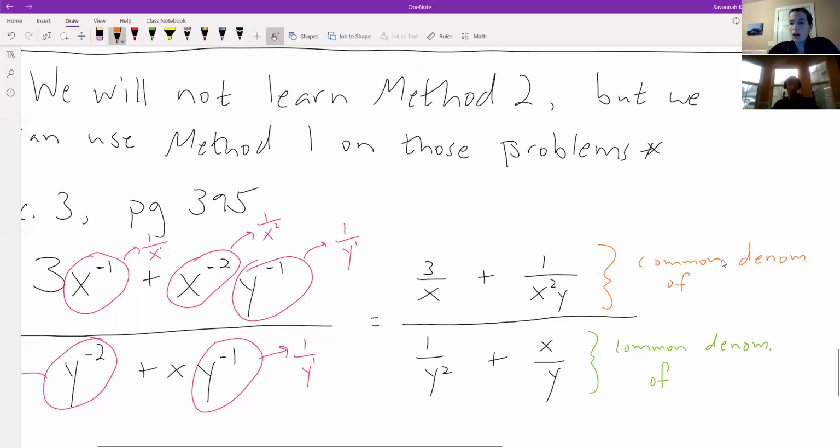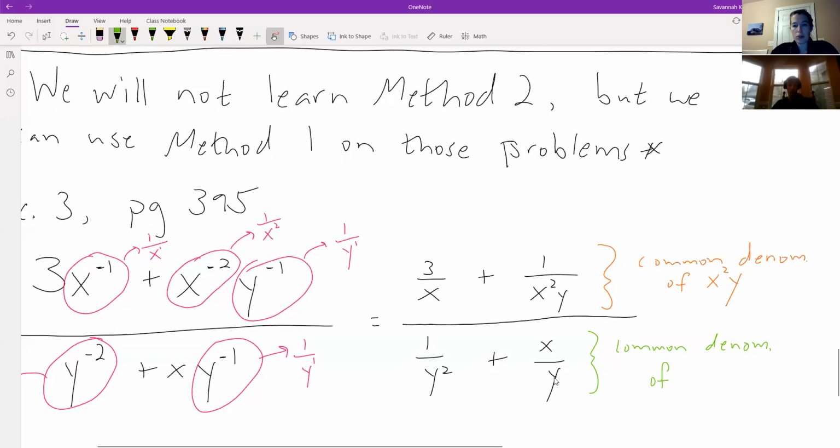Okay, so our common denominator in the orange up top looks like it needs to involve x's and y's. So we have to ask ourselves, what's the highest power of x? What's the highest power of y? And then just put those together. So the highest power of x is x to the second, and the highest power of y, by default because it's the only power of y, is just y to the first. So we've got a common denominator of x squared y.